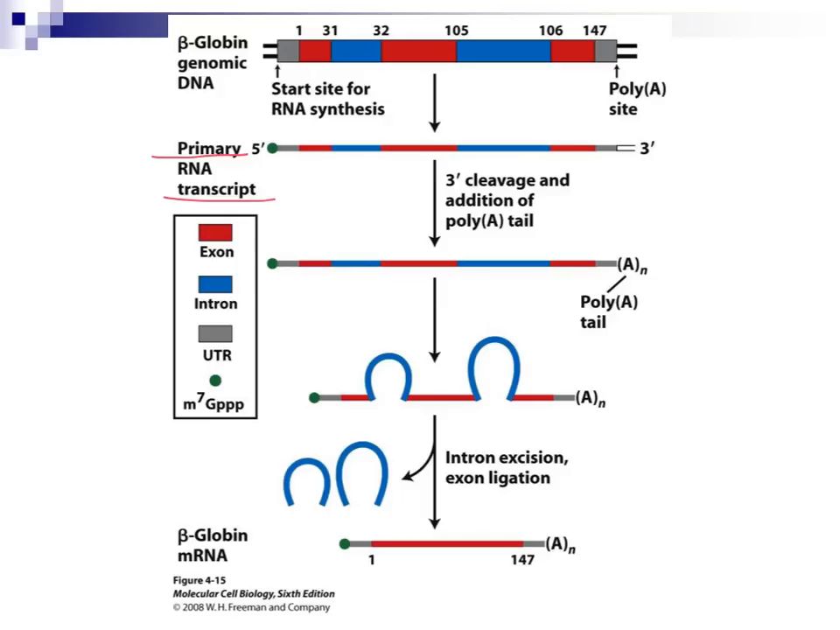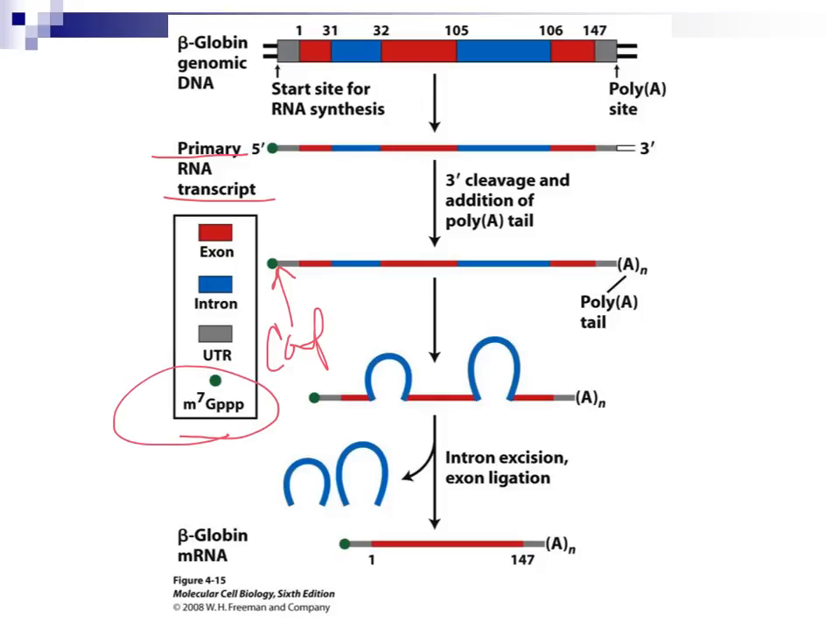So some of the things that must happen is first, on the 5' end, a modified guanine is added to the 5' end to create what's known as a cap, or a 5' cap. Now here they show that modified guanine there.